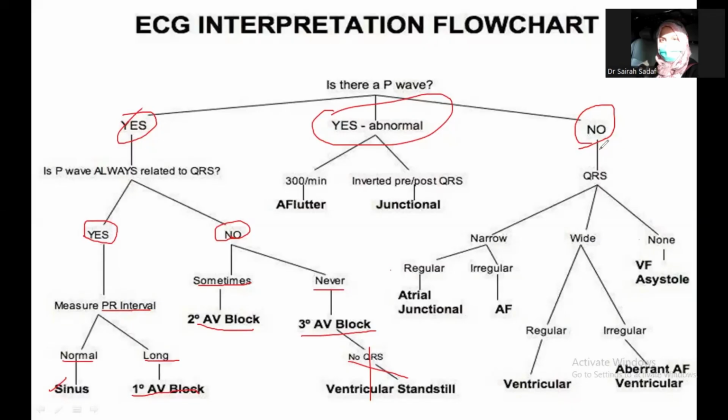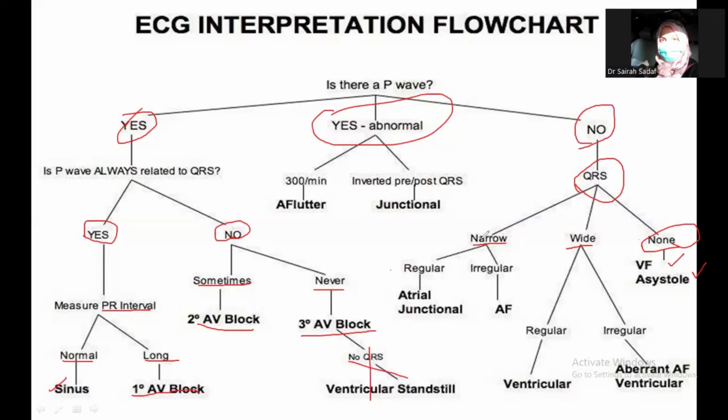Now coming here, is there P wave? There is no P wave. It means there is no atrial activity. So what's left? QRS complex. Now you have to comment on QRS complex. First of all, QRS complex is narrow, QRS complex is wide, or there is no QRS complex. If there is no QRS complex and there is no P wave, it's either VFib or it's asystole. You have to do CPR or DFib.